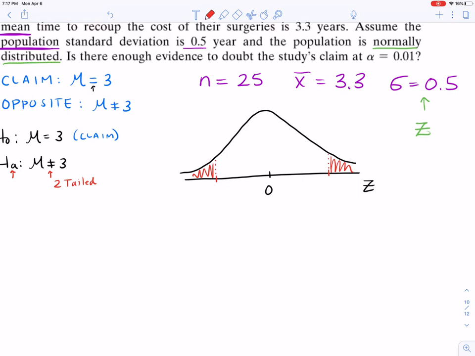Now, to find my critical values, I'm going to take the level of significance. That's the probability that our test makes a mistake or an error. And because this is a two-tailed test, I'm not going to use alpha. I'm going to use alpha over 2 to find the critical value. So that means the area that I'm going to use to find the critical values is going to be 0.005.